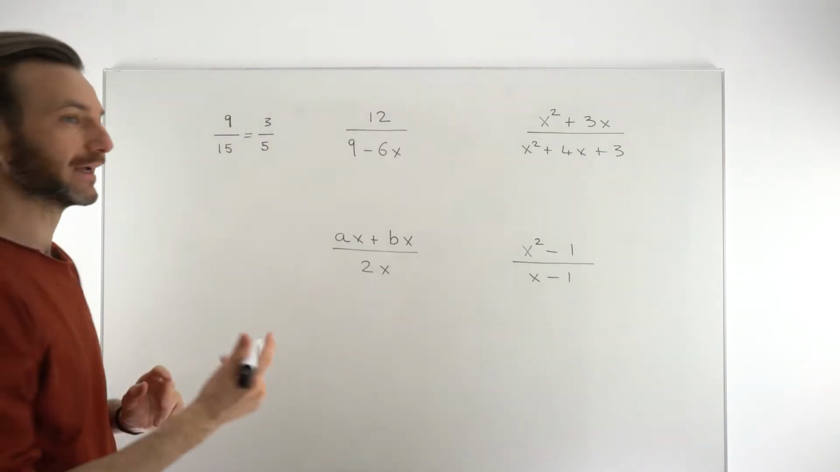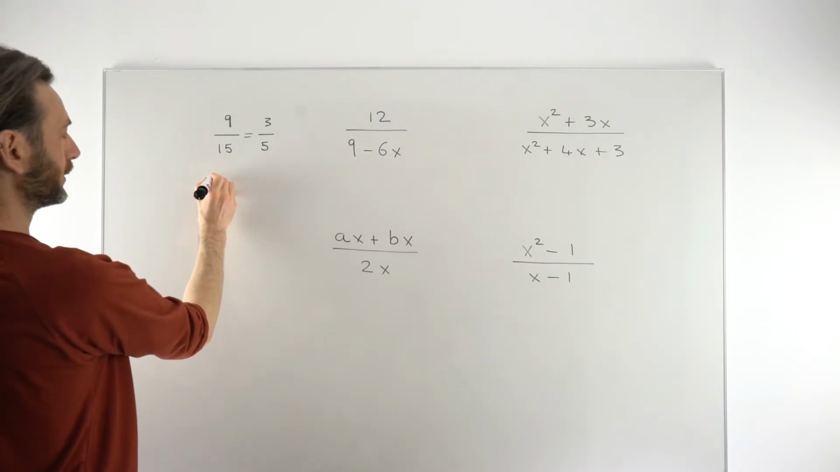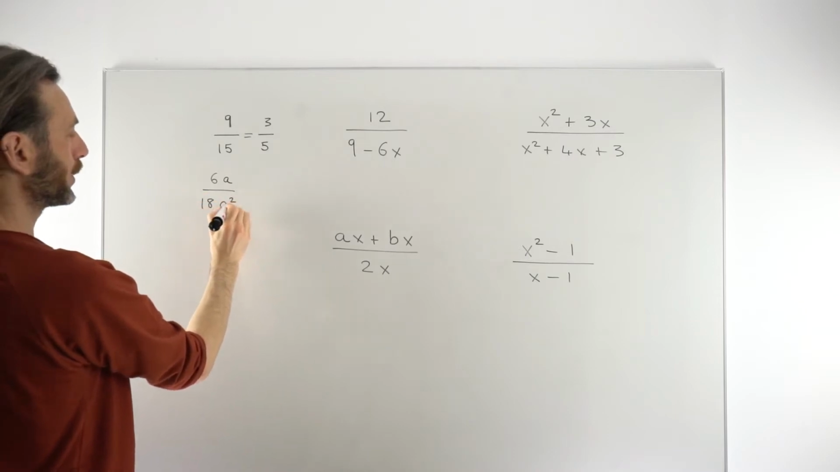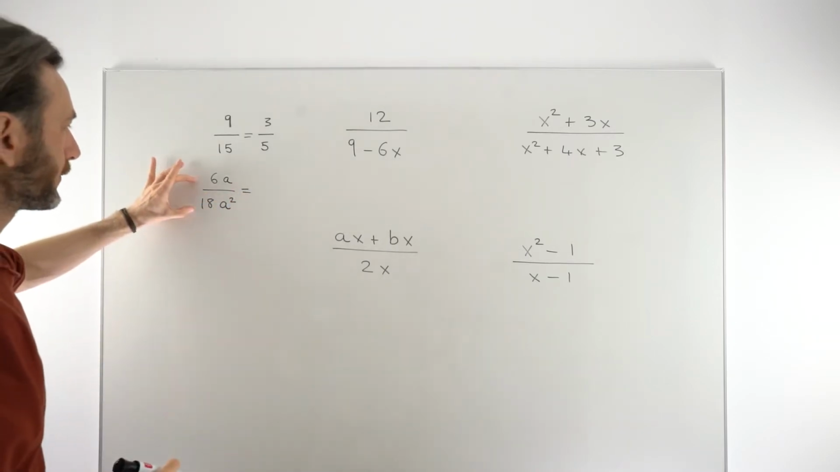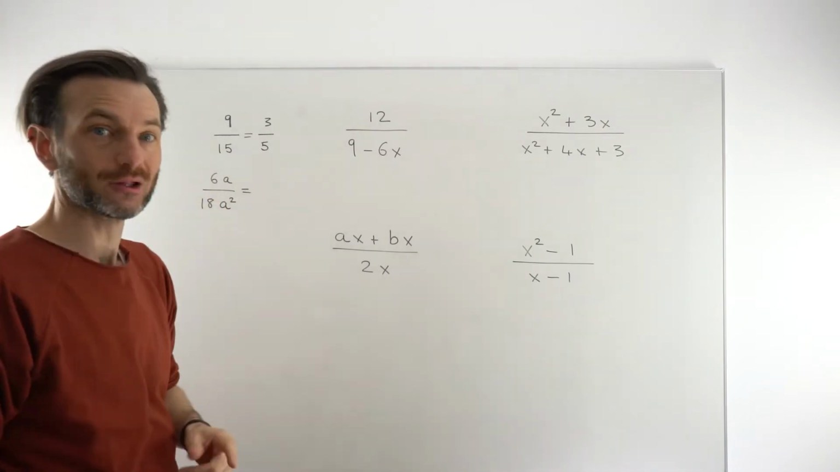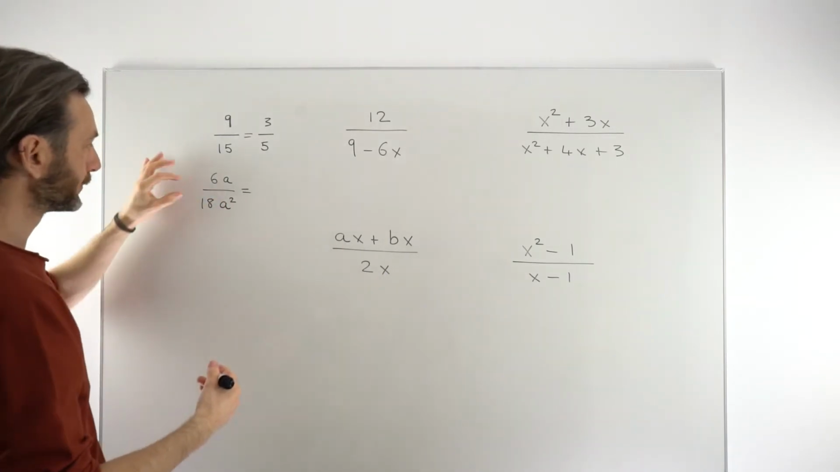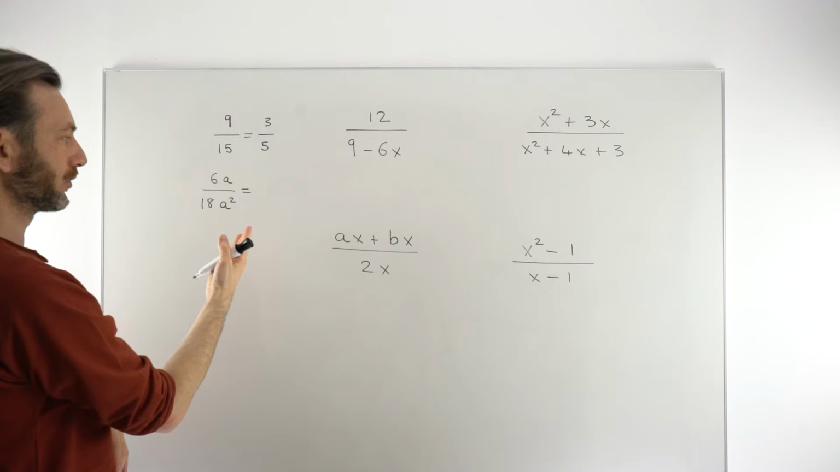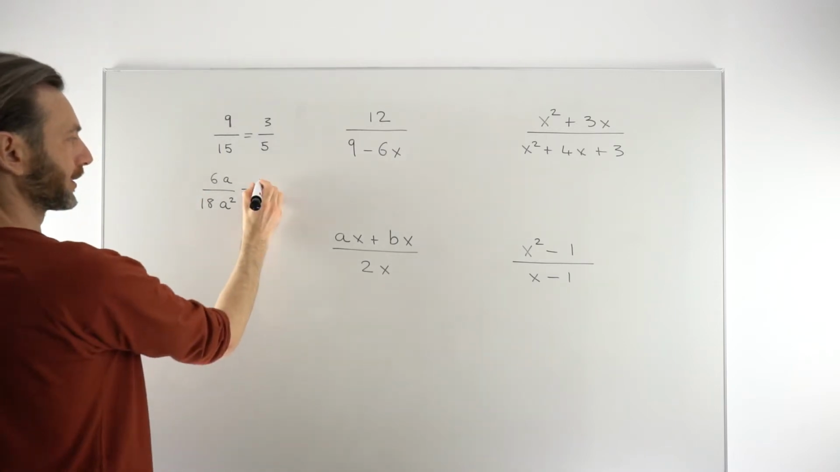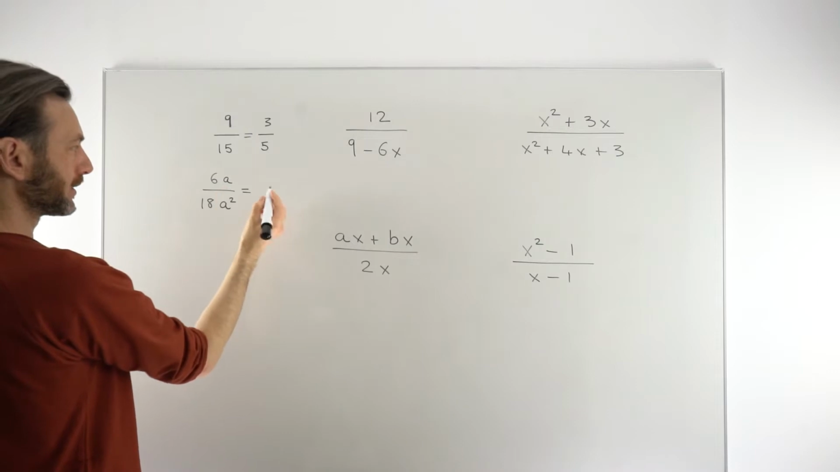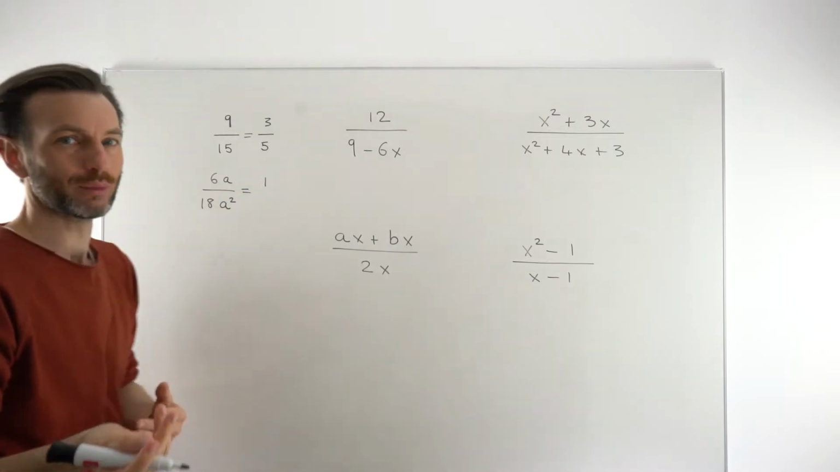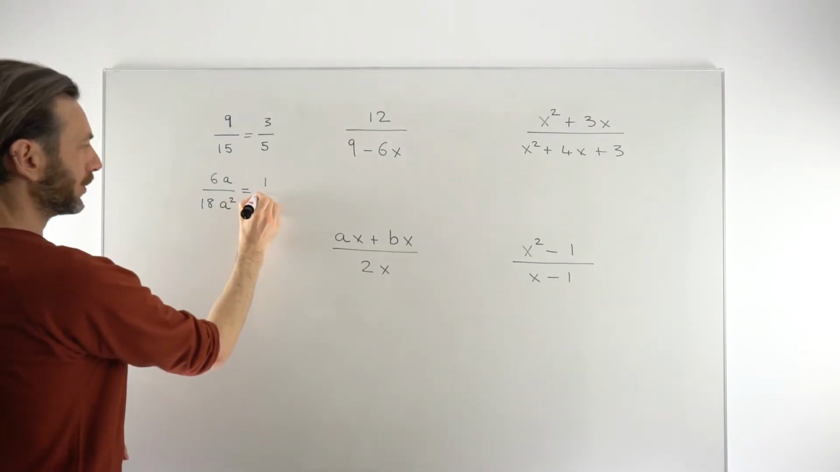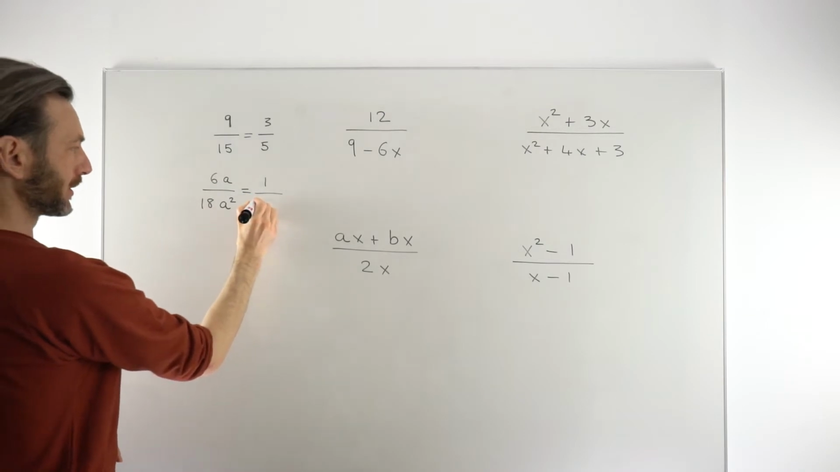If we then extend that idea to an algebraic fraction, so let's say we had 6a over 18a squared. This is now an algebraic fraction, but we can still ask the question, is it in its lowest terms, or can we simplify it down? So we check the numbers and we check the algebraic terms. In the numbers, there's a common factor of 6, so we can divide top and bottom by 6. Dividing the 6 by 6, we get 1. Normally we wouldn't write in the 1, but I'm writing it there just for demonstration. And then on the denominator, we get 18 divided by 6, which is 3.